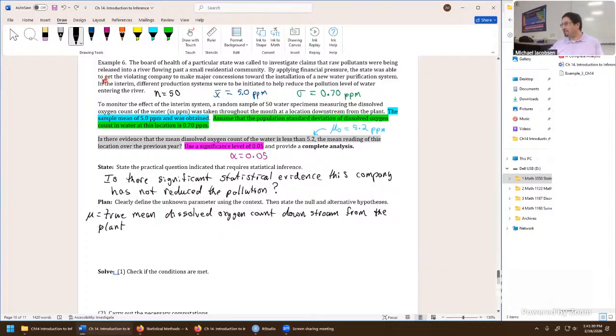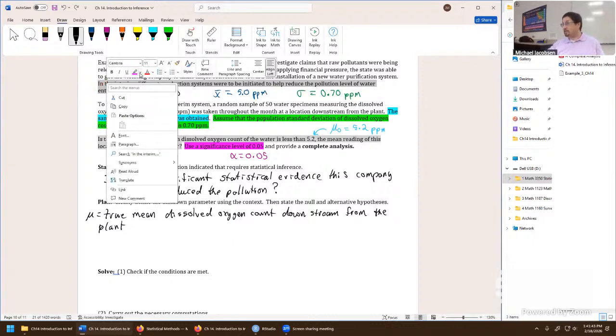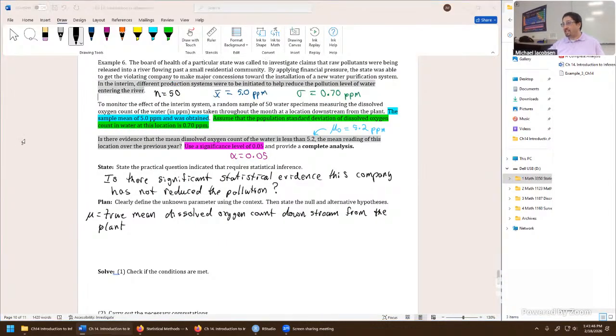And just deciding how to include this. It's specifically in this time, in the interim, when they're using different production systems to help reduce the pollution level. I'll just abbreviate that in the interim, borrowing the language you already see in the problem. Let's highlight that just so we can reflect on that as we write this down. So dissolved oxygen count downstream from the plant in the interim. The time between when they have the new purification system, the time where they are agreeing to reduce the pollution level. So this is the superstar of the problem. Our conclusions are going to come right back to mu.